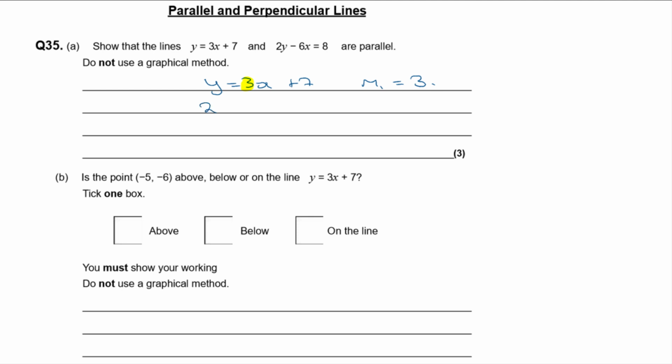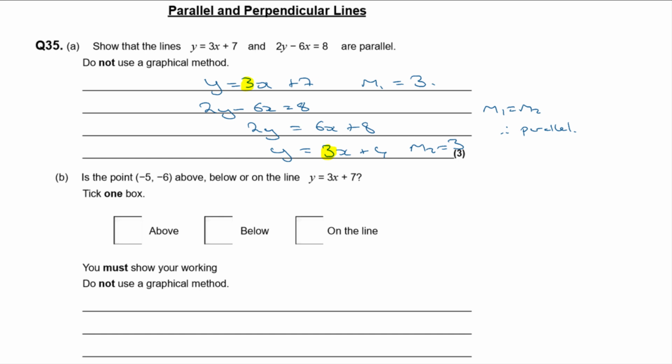And for the second equation, 2y minus 6x equals 8. Rearranging, that's going to give me 2y equals 6x plus 8. And dividing everything by 2, I'm going to get y equals 3x plus 4. So the gradient of this line is that value there in front of the x. So m2 is equal to 3. So we found that m1 equals m2. Therefore, they are parallel. Okay.